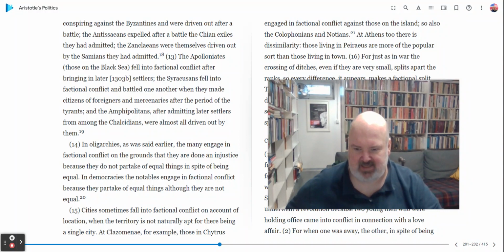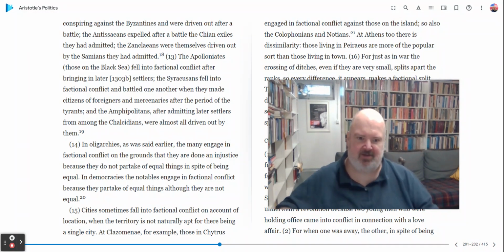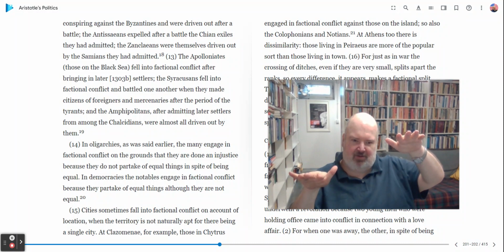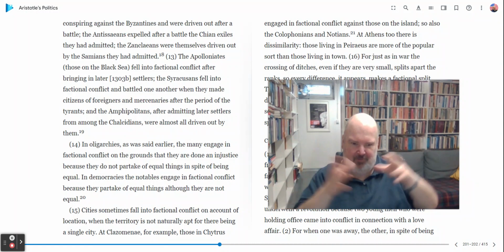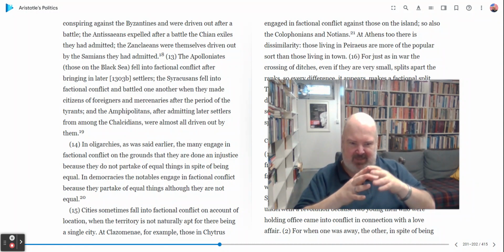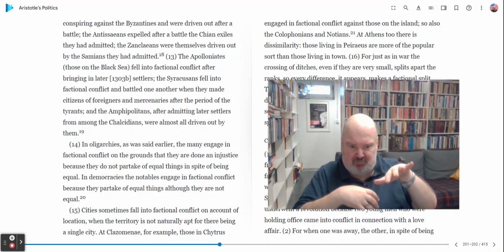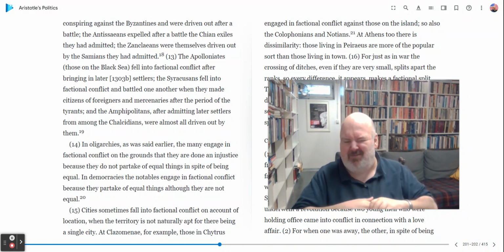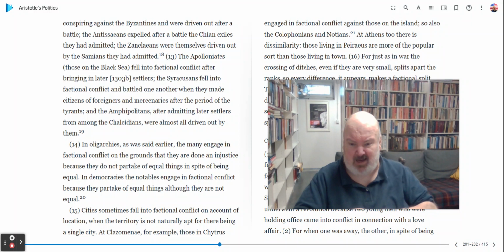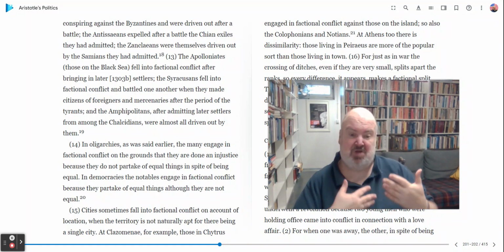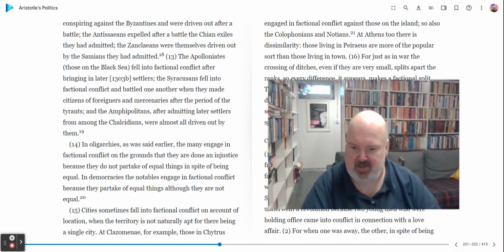Now, it goes into the next slide. Cities sometimes fall into factional conflict on account of location, when the territory is not naturally apt for there being a single city. So the location of the city, how it is geographically designed, means it's not really one city. Because of the layout, different parts of the city have different interests, and that leads them into conflict with each other.